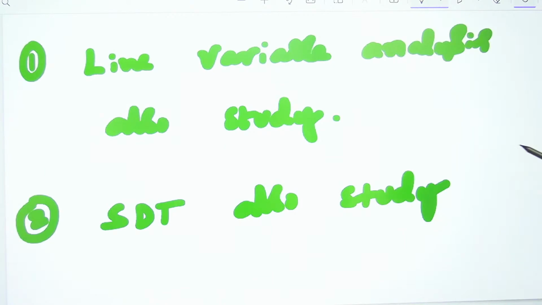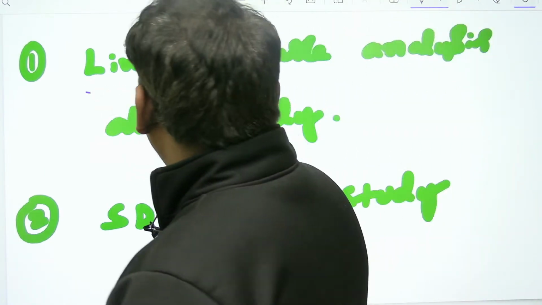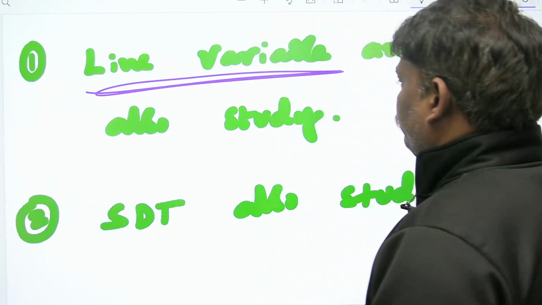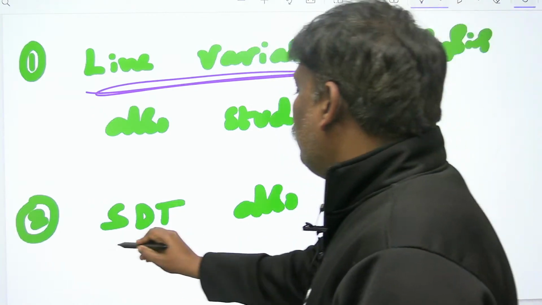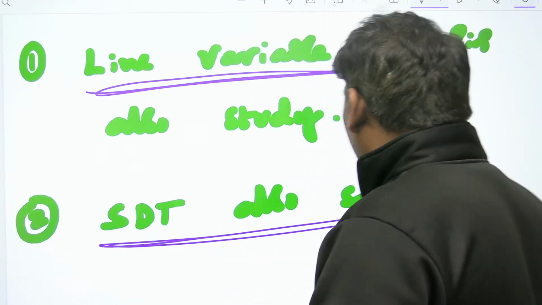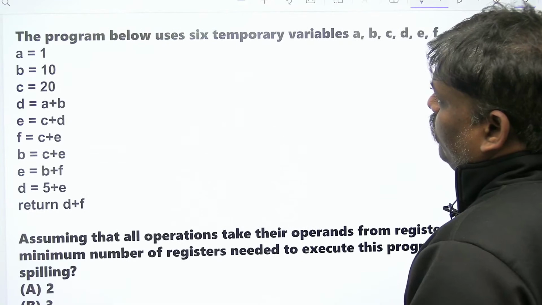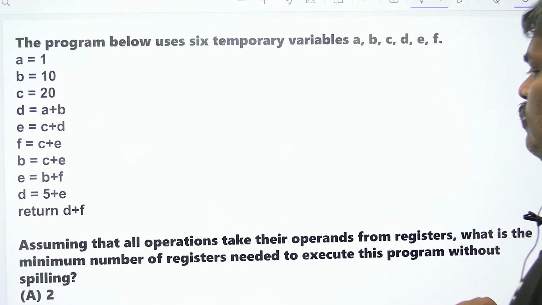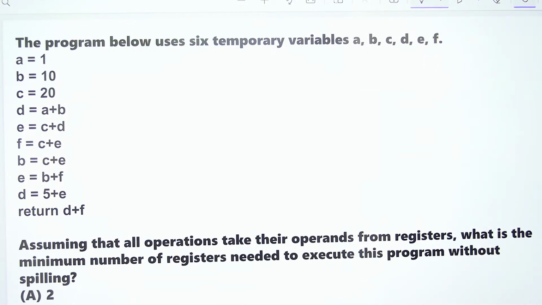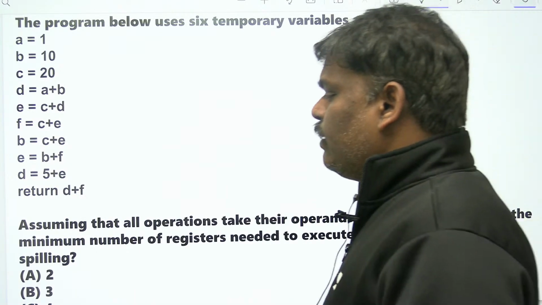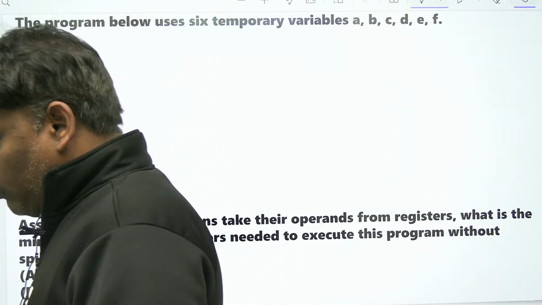See, next important point is live variable, and SDT also. Let's see few problems. Live variable, see the answer. One problem I want to explain, I have written this problem. Can you read the problem?